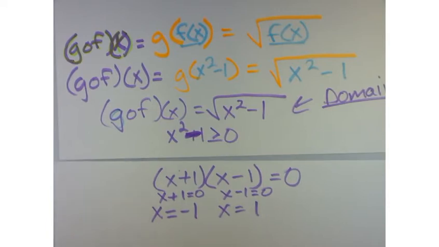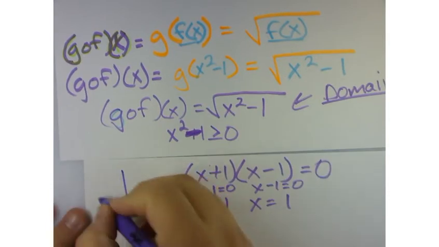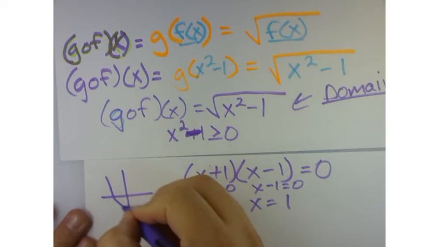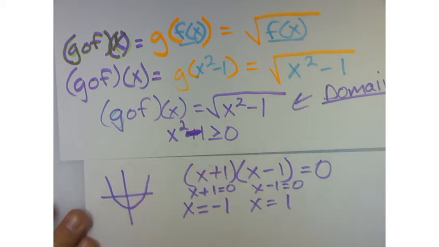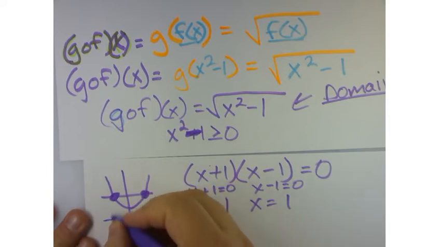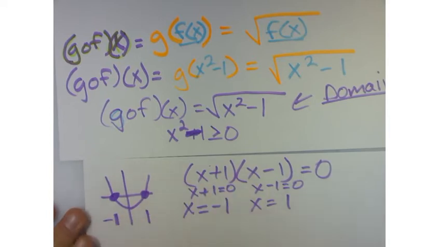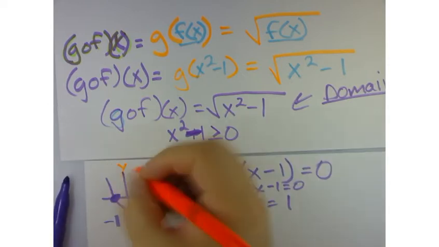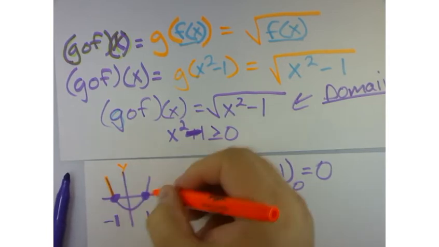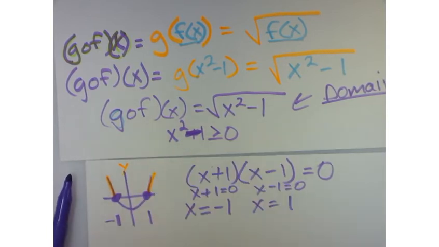So now what that looks like algebraically is we have a parabola that crosses at negative 1 and 1. And we're looking for the positive values, the positive y values, right? So that means we're looking at this value and that value, because we don't want any negative y values.